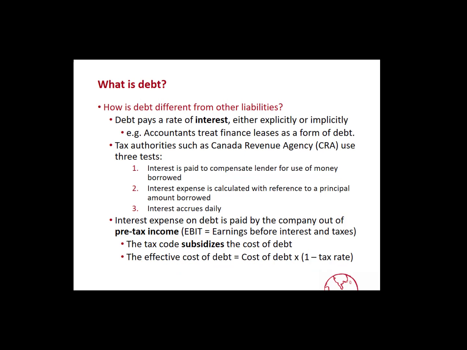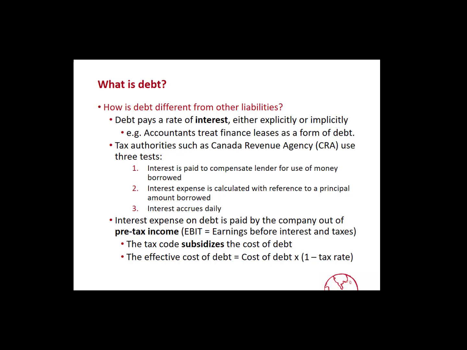So debt is a form of liability, but is different from other types of liabilities. Debt actually pays a rate of interest. So there are some securities or some instruments on the company's balance sheet that you may not think of as debt, but are treated as debt by accountants, such as finance leases.